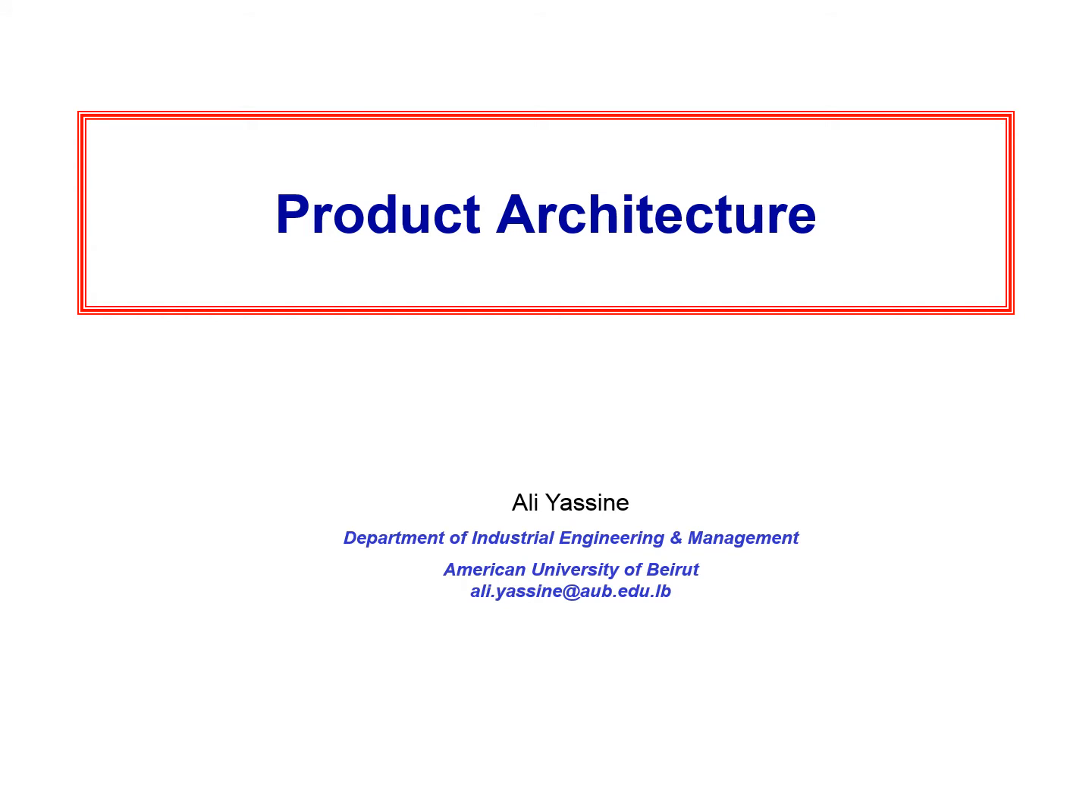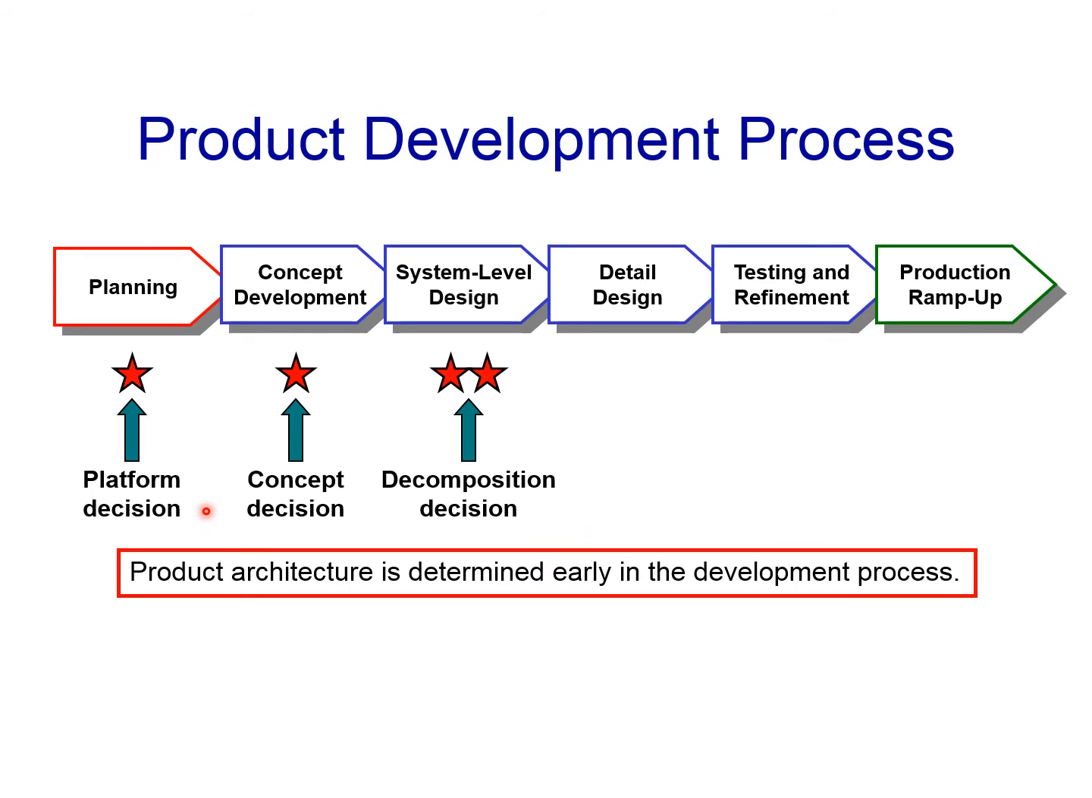Finally, we will do a little exercise about recognizing modular and integral architectures and to what extent real products fit these definitions. Architectural decisions are made upfront in the early phases of the product development process. Platform decisions are made at the product planning phase. Part of product planning, if you recall, is thinking about what would the platform be.